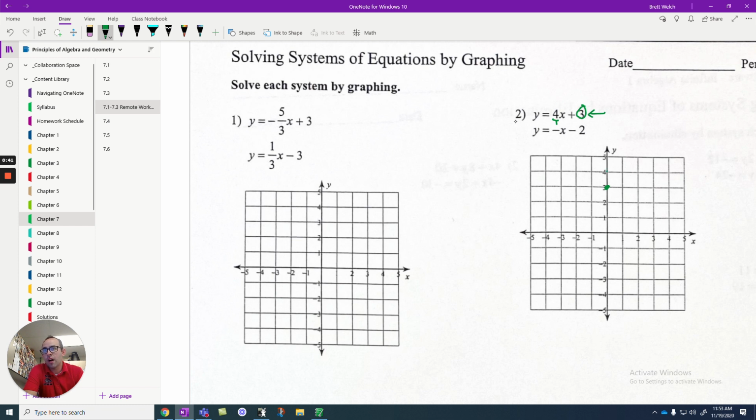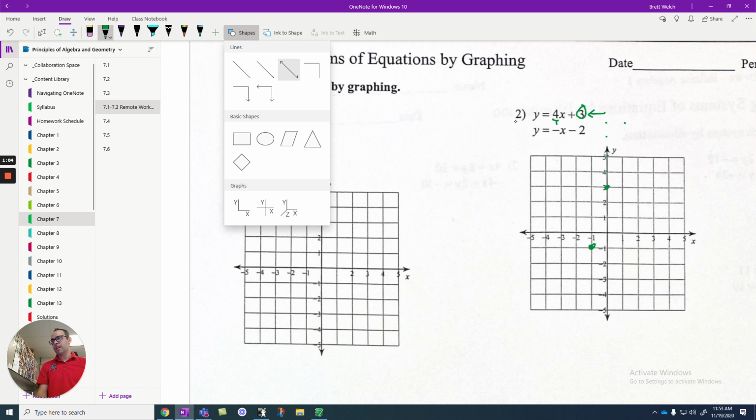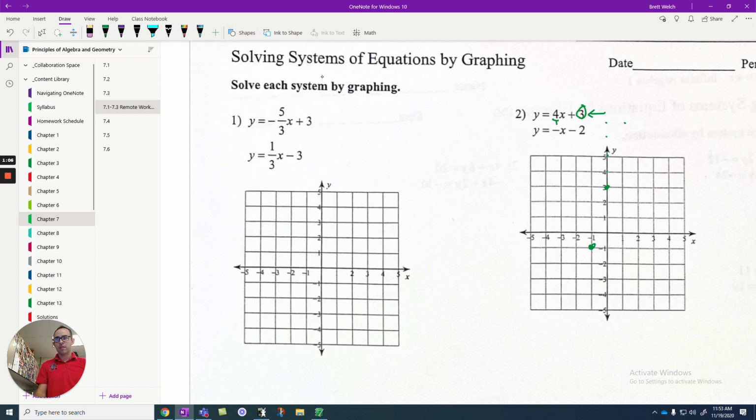That tells me I'm supposed to go up 4 and over 1, but I can't really do that because it gets off the grid. The alternative would be to go down 4 and backwards 1. So that's how I'll go through this. I'll go down 1, 2, 3, 4, and backwards 1. Okay, and so I need to connect these two dots. Now, I know for a fact I'm not going to do a great job of that, so I'm going to draw a line using my little tool here.